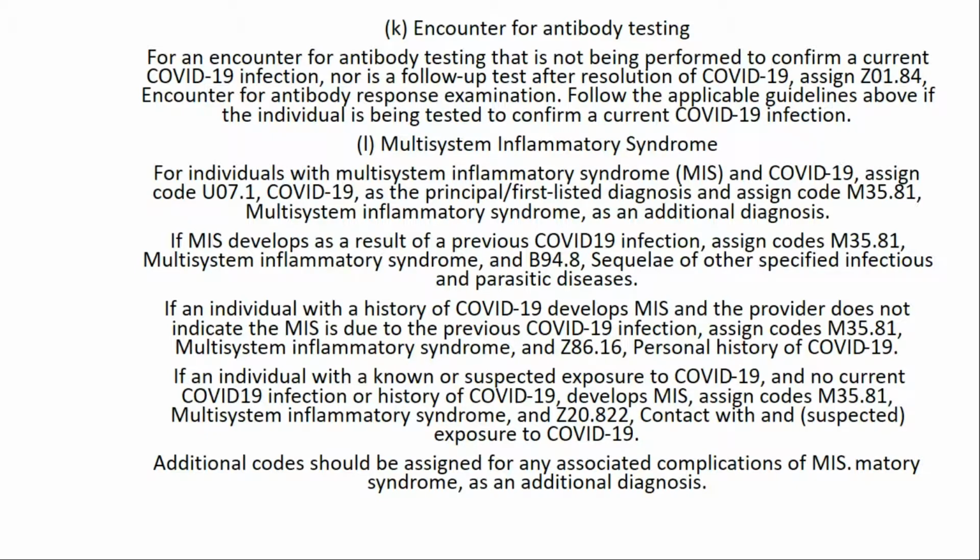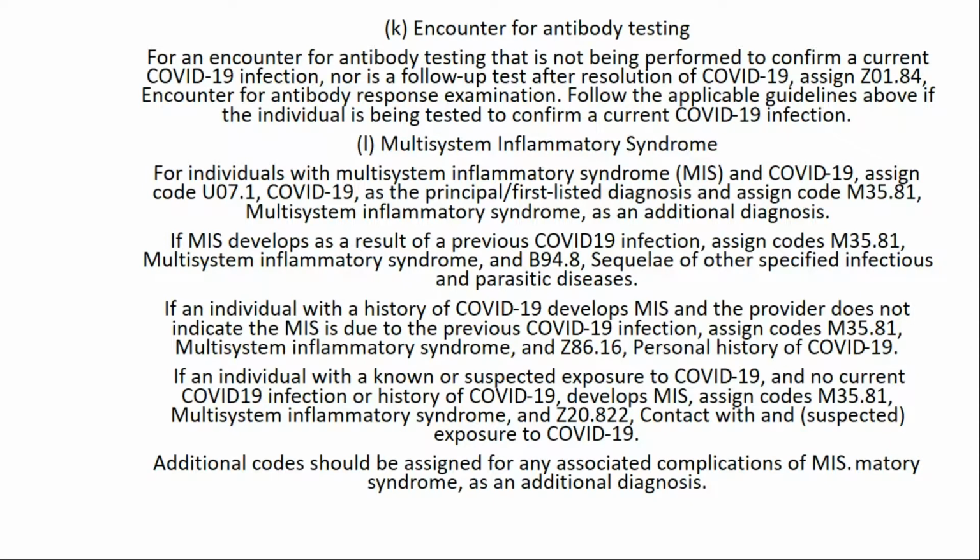Multi-system inflammatory syndrome. For an individual with multi-system inflammatory syndrome and COVID-19, assign code U07.1 as the principal diagnosis, and assign code M35.81 as additional diagnosis for multi-system inflammatory syndrome. If the MIS develops as a result of a previous COVID-19 infection, you have to give code M35.81 and B94.8 for sequelae of other specified infectious and parasitic diseases. If the individual with a history of COVID-19 develops MIS and the provider does not indicate that the MIS is due to the previous COVID-19 infection, assign code M35.81 followed by Z86.16 for personal history of COVID-19.